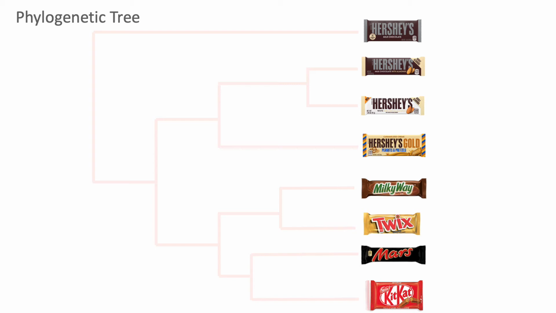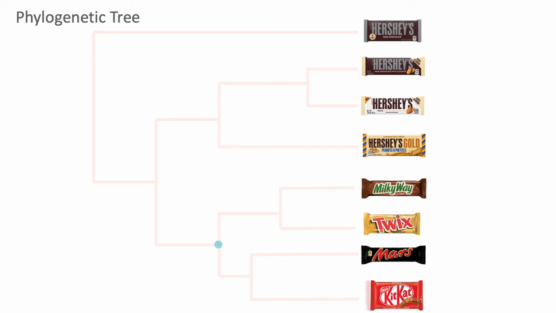More specifically for our tree, the first internal node represents the common ancestor of all the chocolate bars, a regular milk chocolate bar. The regular chocolate bar then diverges into bars with nuts and bars without nuts. This next node represents the common ancestor from which the chocolate bars with almonds and the chocolate bars with peanuts diverge. The next node shows where the almond chocolate bars with milk chocolate and the almond chocolate bars with white chocolate diverge.